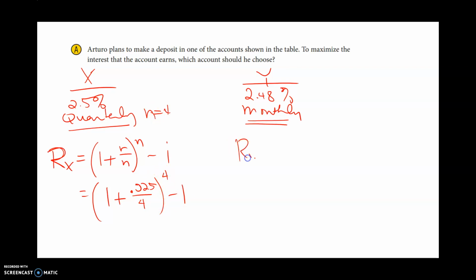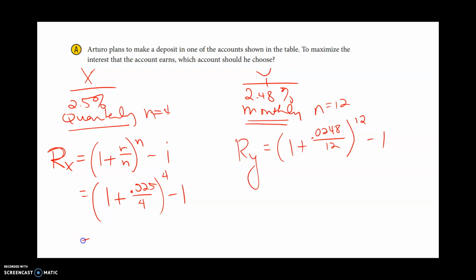Over here, it's slightly different. 1 plus r, 0.028. Monthly, n equals 12, right? So that's raised to the 12, minus 1. Now, again, you guys have to be careful when you put these into your calculator. All right. 1 plus 0.025, raised to the 4th, and subtract 1.